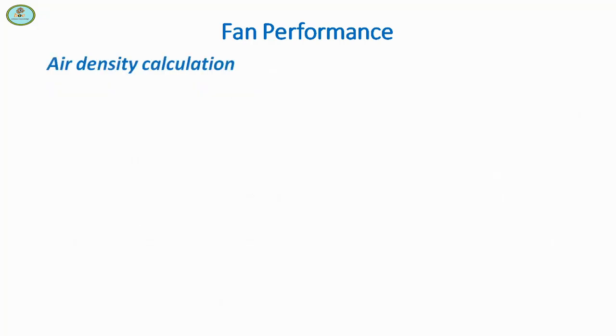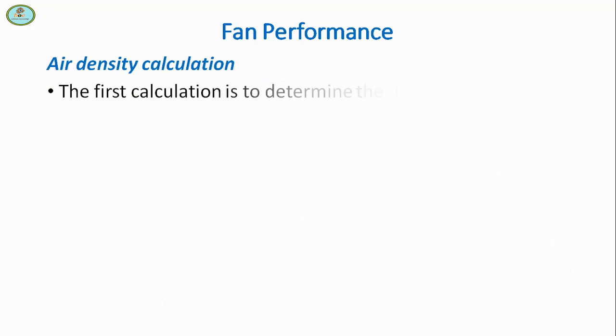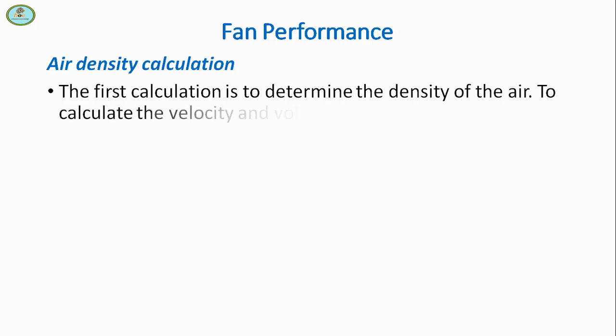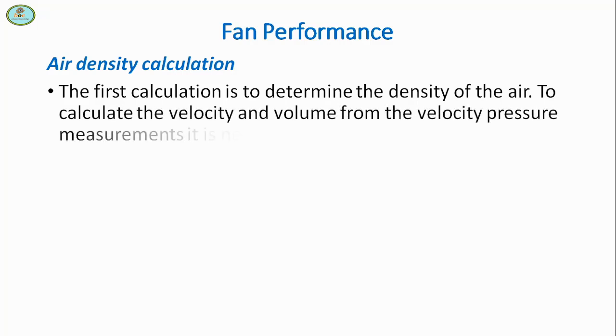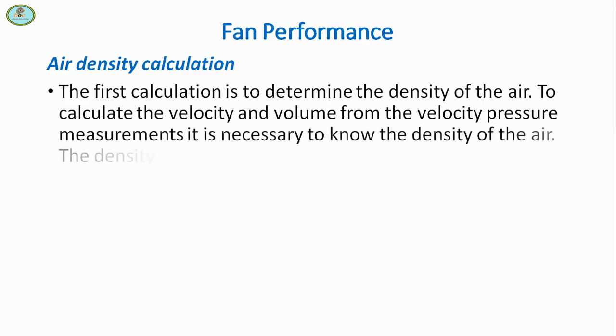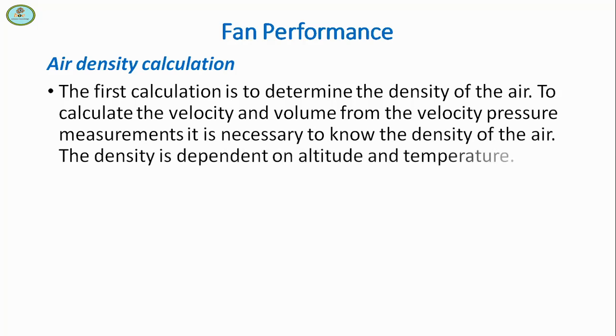Air density calculation. The first calculation is to determine the density of the air. To calculate the velocity and volume from the velocity pressure measurements, it is necessary to know the density of the air. The density is dependent on altitude and temperature.